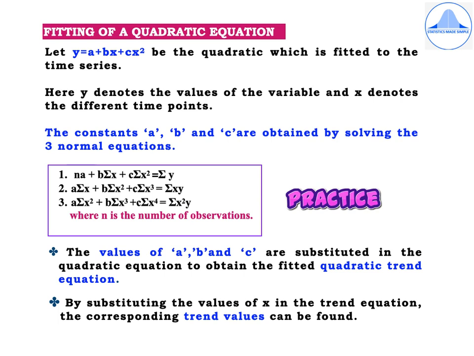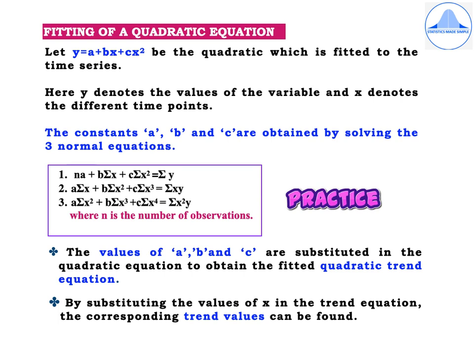The first one is na plus b summation x plus c summation x square equal to summation y. Second, a summation x plus b summation x square plus c summation x cubed is equal to summation xy. And third, a summation x square plus b summation x cubed plus c summation x to the power 4 is equal to summation x square y, where n is the number of observations.